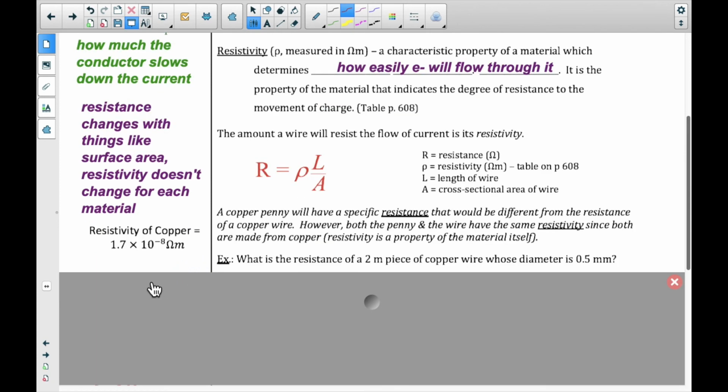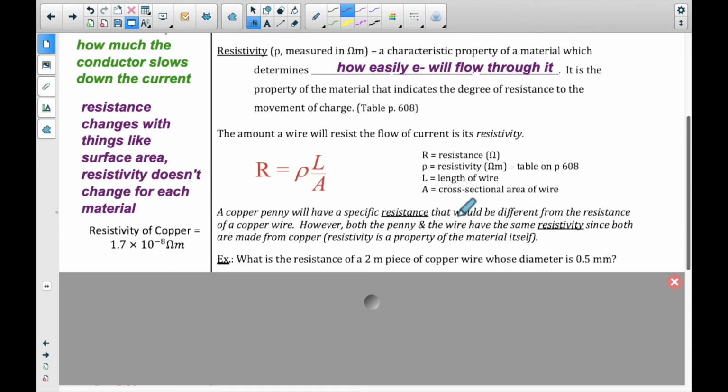Okay, let's take an example of copper. The resistivity of copper is a known quantity from the table. It's going to have a specific resistance depending on the shape. So a copper penny will have a specific resistance that would be different from the resistance of a copper wire. However, they have the same resistivity because they're both made from copper. Obviously, a penny is going to have a shorter length and a greater surface area, whereas a wire is going to have a longer length and a smaller surface area.